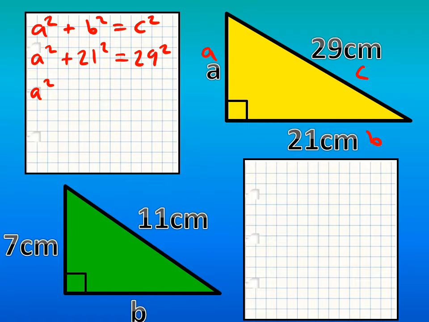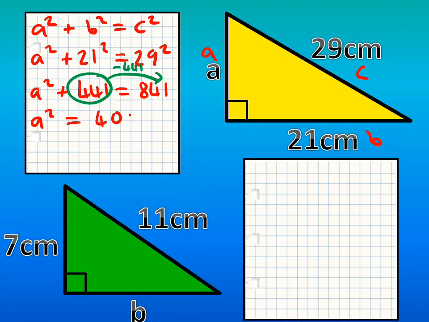So calculate those. A squared plus 21 squared is 441 and 29 squared is 841. This leaves us with A squared equals, and what does it equal? Now hopefully you remember from algebra, when we try and solve an equation we need to bring this over. That makes minus 441. 841 take away 441 equals 400. Now if A squared is 400, then A is the square root of 400, which is 20 centimeters. A is 20 centimeters.